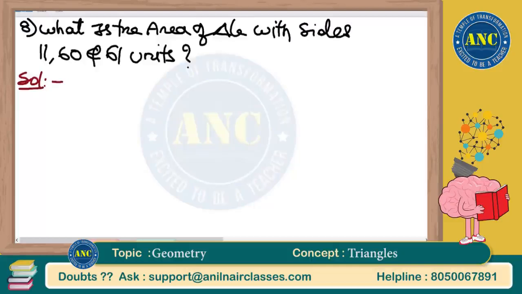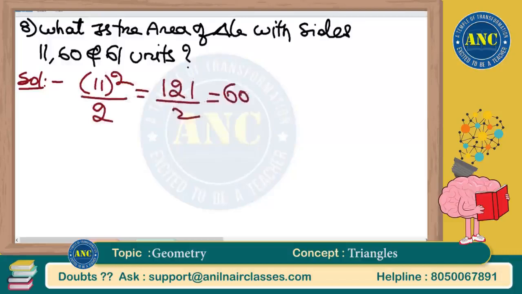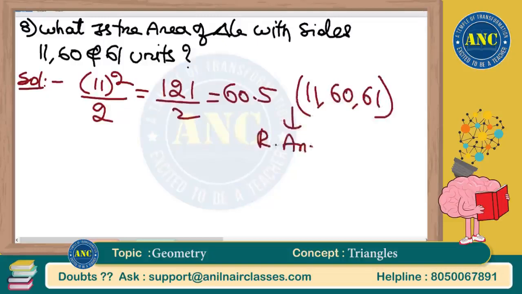Please do not draw any conclusion unless and until I mention it, right? Do not assume it just because you are getting 180 by 7. If it is 11, then 11 squared by 2, 121 by 2, which is nothing but 60.5. Subtract 0.5 and add 0.5. 11, 60, 61 is forming a right-angled triangle.